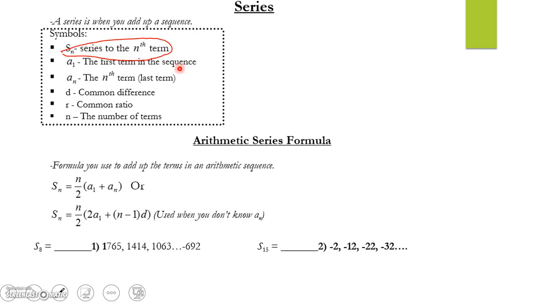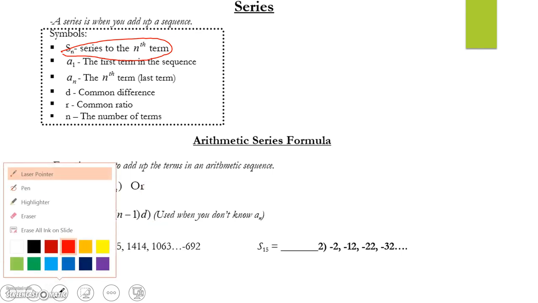A sub 1, we already know what that is from last time. It's the first term. A sub n is the nth term, or in these formulas, the last term in the sequence. D again is the common difference, r is the common ratio, and n is the number of terms. So there are 2 formulas again for arithmetic and geometric. If you find it's an arithmetic pattern and the directions ask you to find the series or the sum, if it says either of those words, you would use one of these 2 formulas.